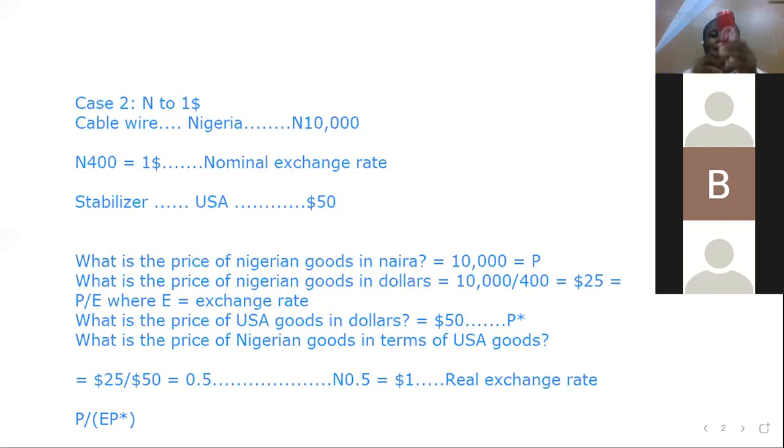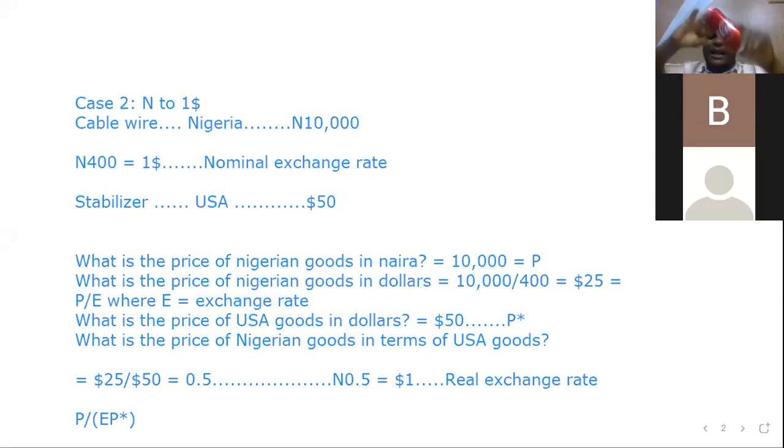So if the exchange rate parity is, say, 200 naira to $1, what that means is if I have 200 naira, I can buy this Coke. And if I get to America and exchange my 200 naira to $1, I can use that same $1 to buy this Coke. That's exchange rate parity.